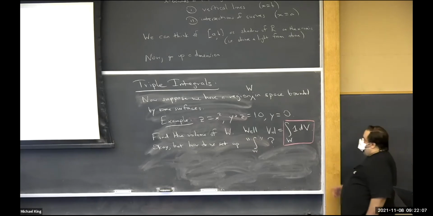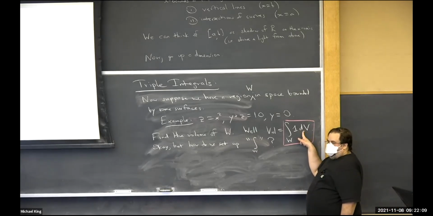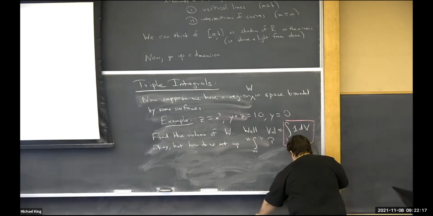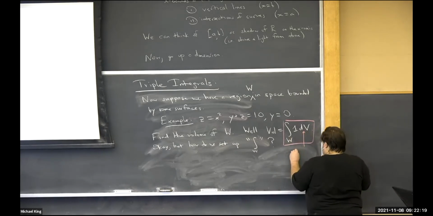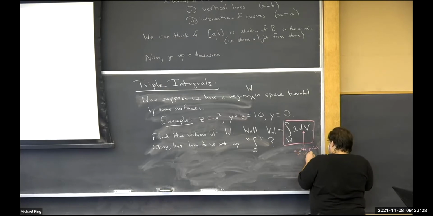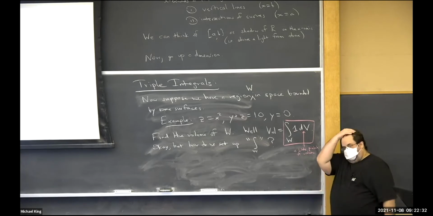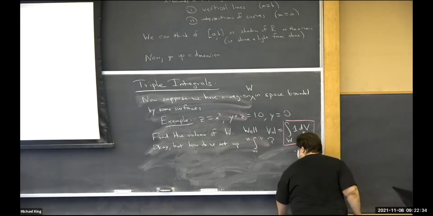Right, these are adding up little patches of volume, just like we had little patches of area before in the 2D picture. Now dV is a little patch of volume, a little tiny cube. And we just add them up over the whole region in space and we get the total volume, right? But how do we set this up?